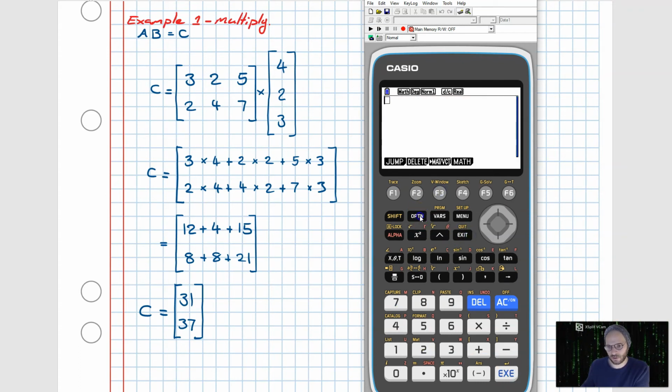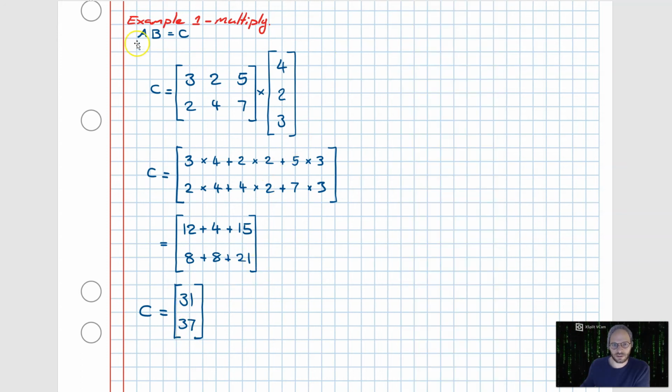Now, checking this on our calculators, multiplying these together, I go option F2, then I'm going to set this up. So F1 alpha A, F1 alpha B, and thus what I end up with is a 2 by 1 matrix, 31, 37. Alright, so that's example 1.